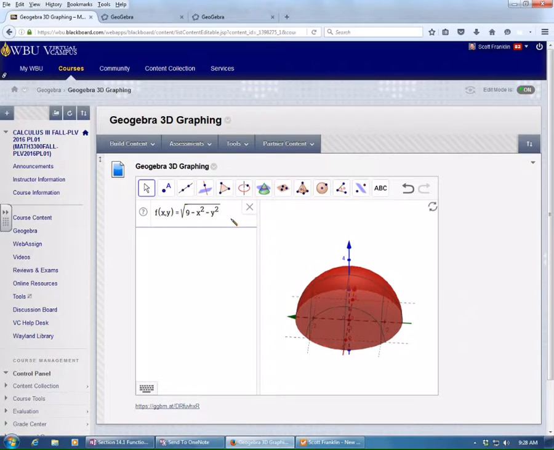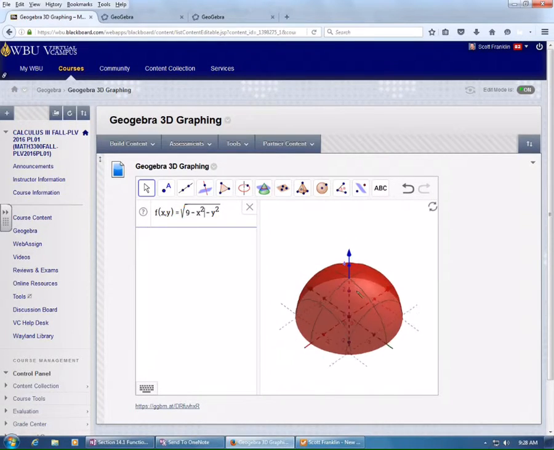By the way, in 3D graphing, you can also plot space curves, which I'll eventually go back and show you how to do. But for now, there's the surface. All right, let's graph another surface.